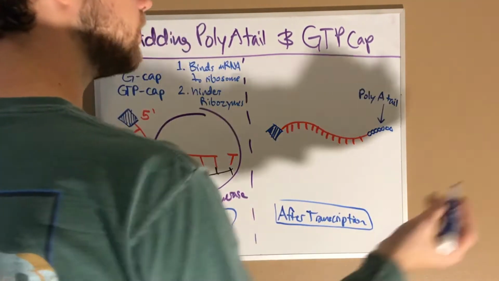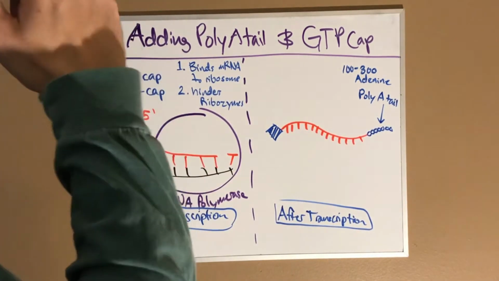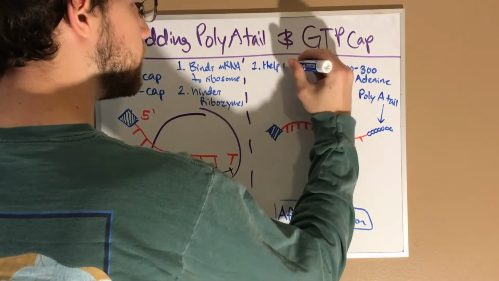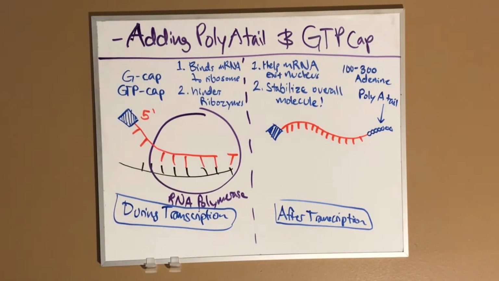It is composed of anywhere between 100 to 300 adenine nucleotides. Its main functions are to help the mRNA exit the nucleus and stabilize the overall molecule as it travels throughout the cell to the ribosome.